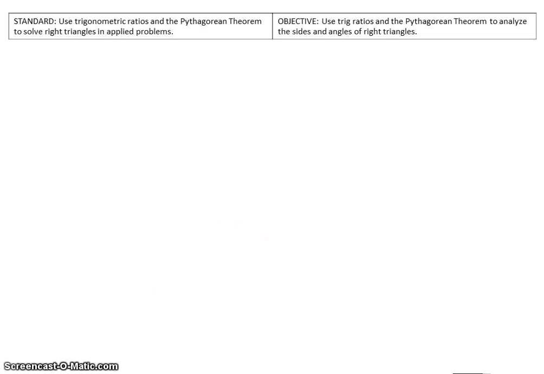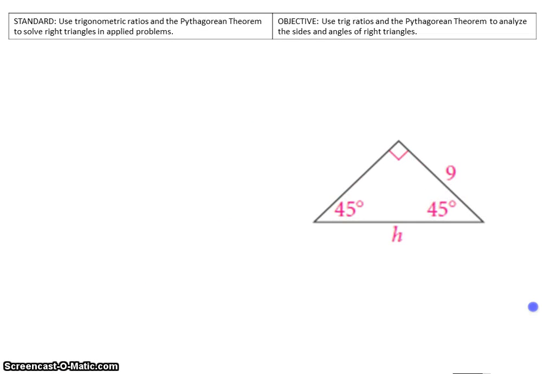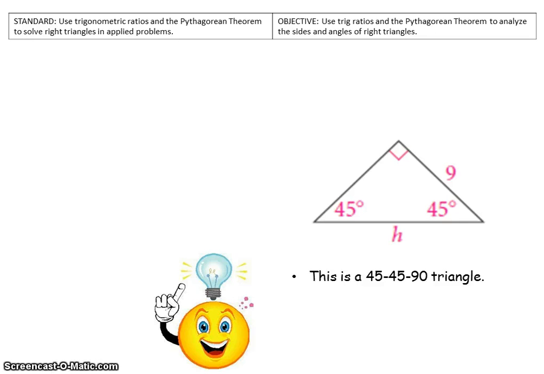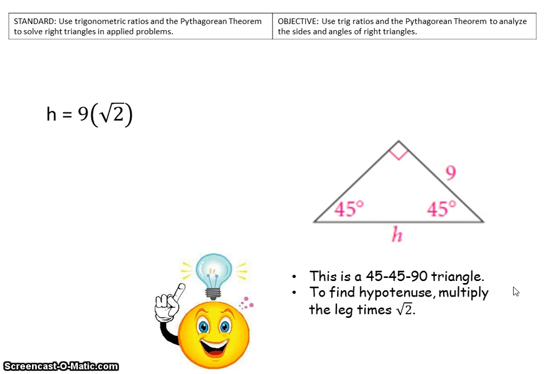What's that look like? Well, here's a triangle. What do we know about it? We know it is a 45-45-90 triangle because it is thusly marked. We also know to define the hypotenuse, you multiply the leg times radical 2. So the leg is 9, so I do 9 times radical 2. Radical 2 can be written as a square root, so that's 9 times 1.414, or 12.728.